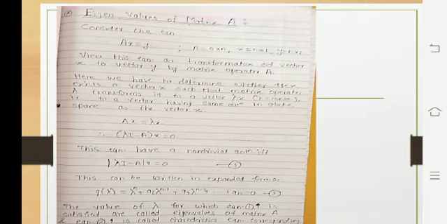Consider the equation Ax = y, where A is an n by n matrix, x is an n by 1 matrix and y is also an n by 1 matrix. View this equation as transformation of vector x to vector y by matrix operator A. So if we want to transform the sequence from x to y, we have to apply the matrix operator A on it.